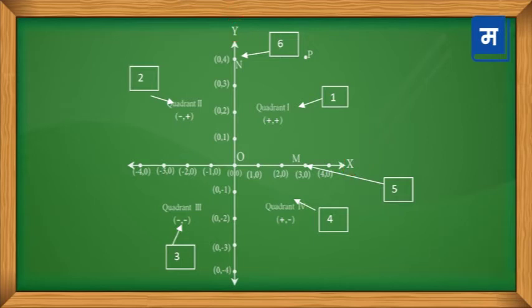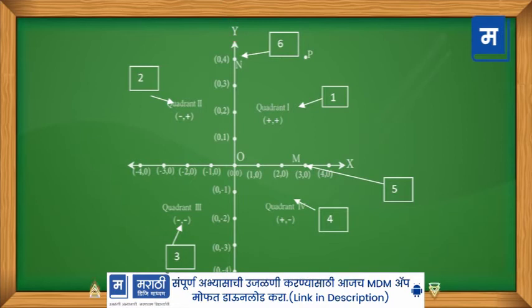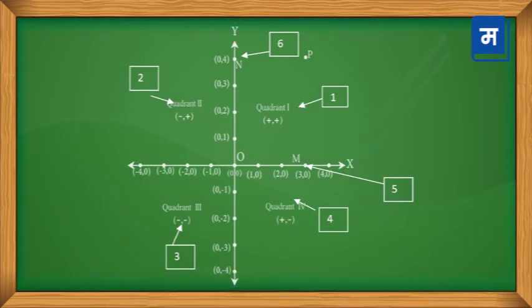It means if the point is present in the first quadrant, then both its x coordinate and y coordinate are positive. If the point is situated in the second quadrant, then its x coordinate is negative and y coordinate is positive. If the point is situated in the third quadrant, then both the x coordinate and the y coordinate are negative. If the point is situated in the fourth quadrant, then its x coordinate is positive and its y coordinate is negative.